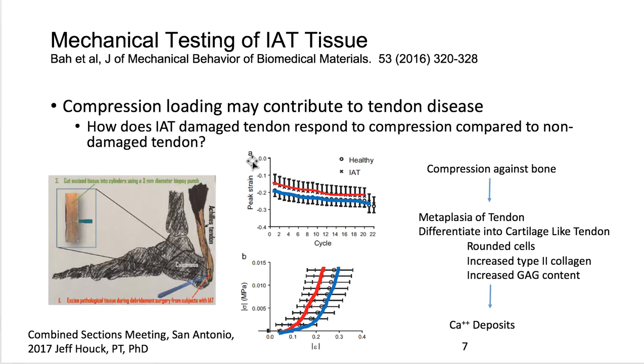Zero is at the top here, and so we note that the IAT, which is in red, for each cycle was deformed less per load than the control participants, meaning it's more stiff. The stress strain curve shows us the same thing, where we have less deformation per load than the control participants. So this confirmed the idea that the compression against the bone is causing metaplasia of the tendon to differentiate into cartilage-like tendon and calcium deposits, which explains the bone ingrowth within the tendon.